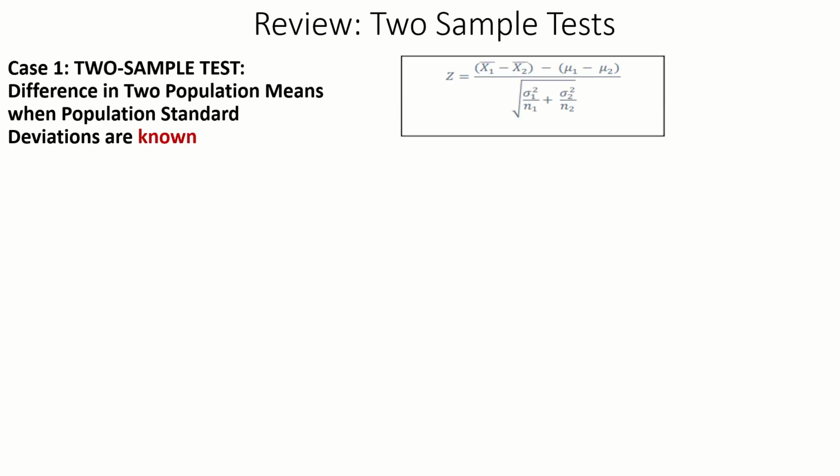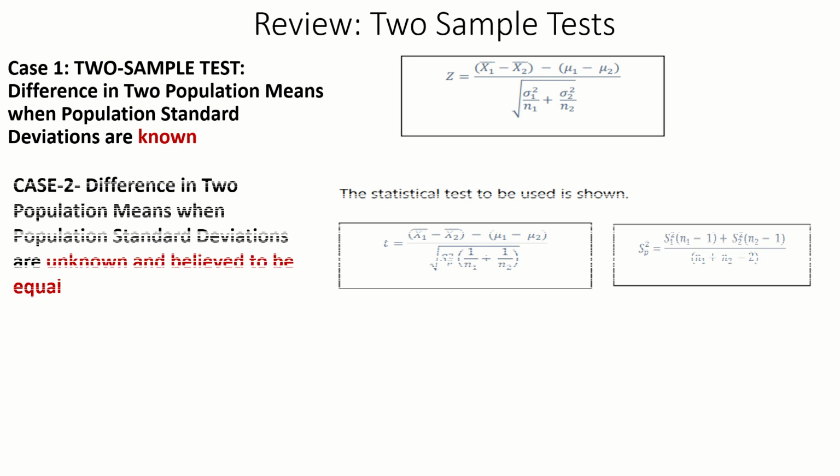Then we will handle another case. Let us review before that. One case we have drilled is the two sample test, difference in two population means when population standard deviations are known. So this is the formula. In case 2 that we have discussed, the difference in two population means when population standard deviations are unknown and believed to be equal. These are the formulas that we have used to get the T critical.